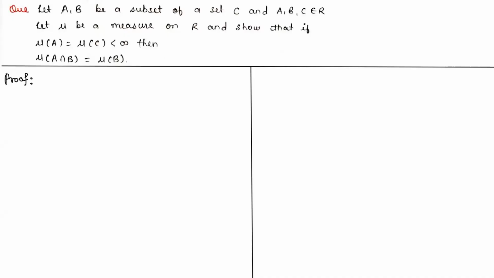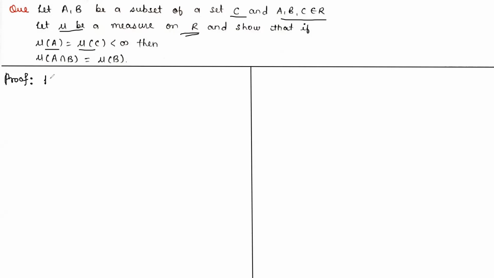So the next question is: let A, B be subsets of a set C, and A, B, C all belong to the ring R. Also, let μ be a measure on the ring R. Then we have to show that if measure of A is equal to measure of C, which is less than infinity, then measure of A intersection B is equal to measure of B.